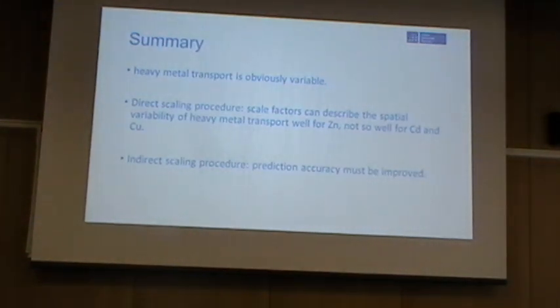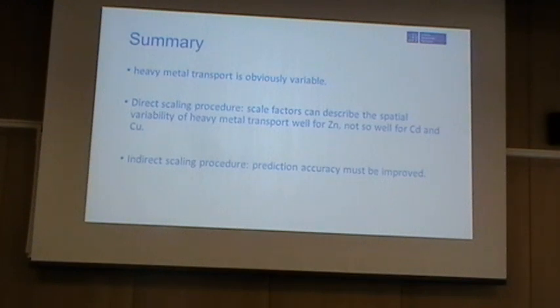Because of the great number of samples, no soil column experiment was made to compare with this simulation, but we can still learn something from it. Although the transect is only 250 meters, the heavy metal transport is obviously variable. And so it's worth it to investigate the spatial variability of heavy metal transport.